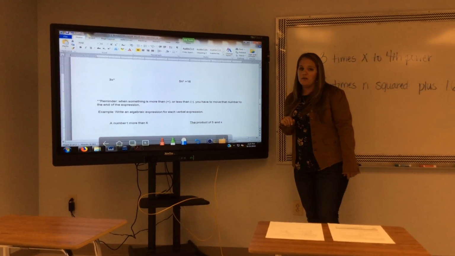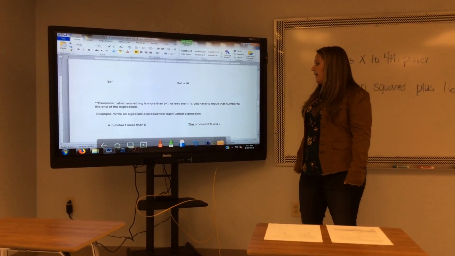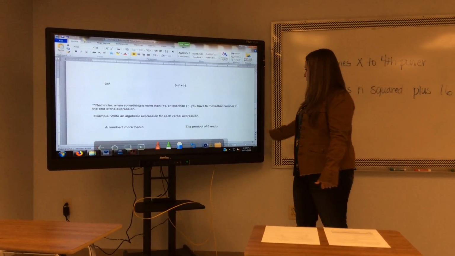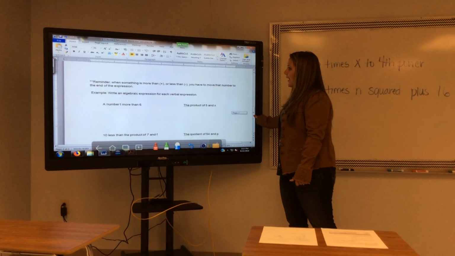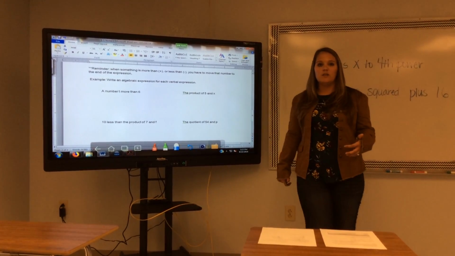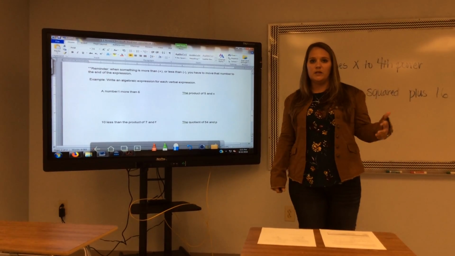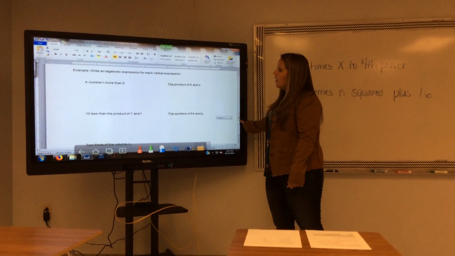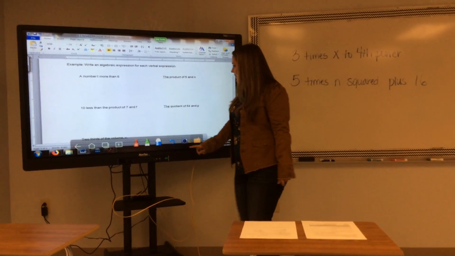Once again, we had our reminder, Sandlot, when something is more than or less than, you have to move that number to the end of the expression. Lastly, we're going to take the verbal expressions and turn them into algebraic expressions using those numbers, creating a number sentence. The number t more than 6.